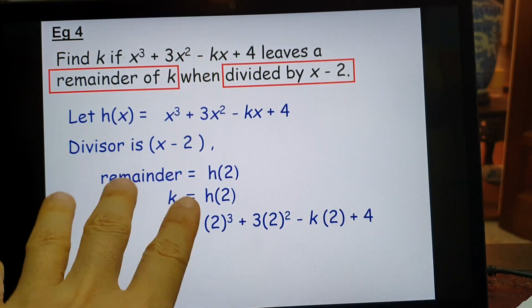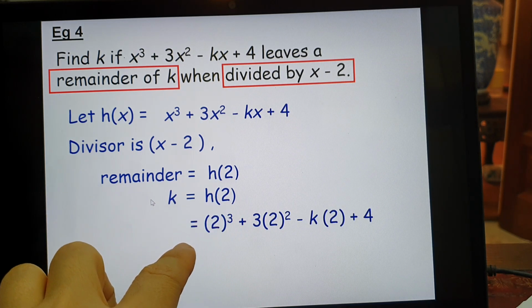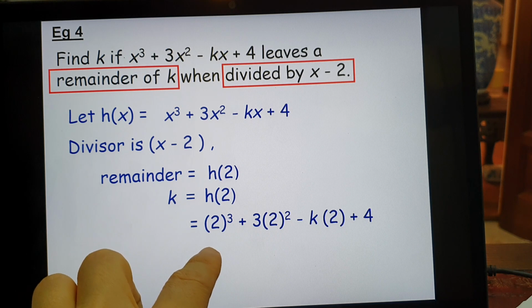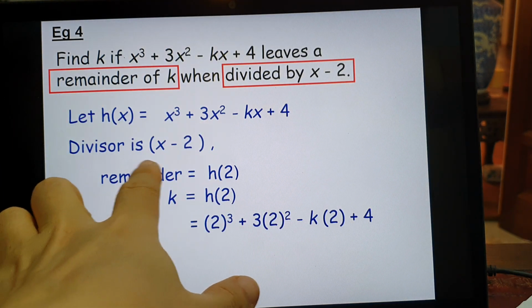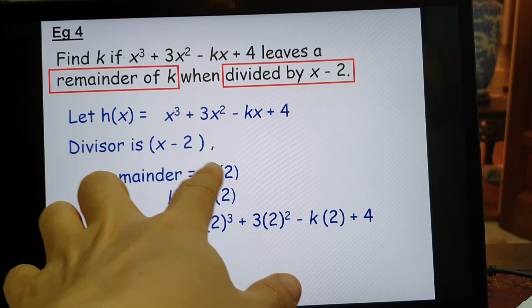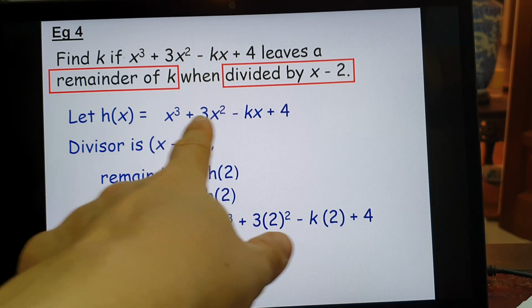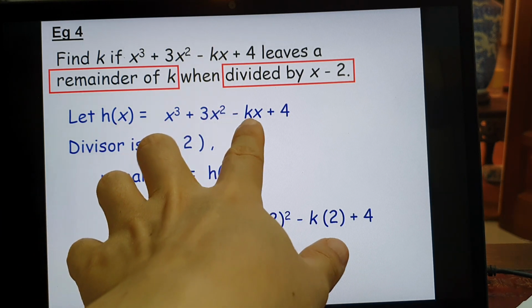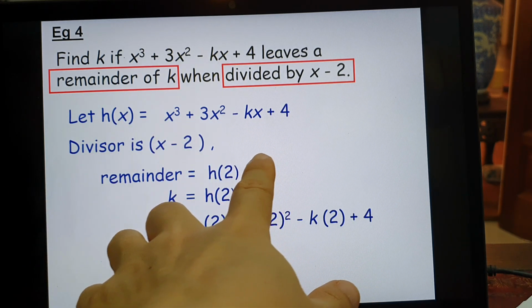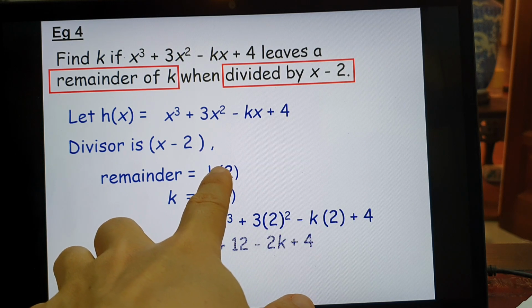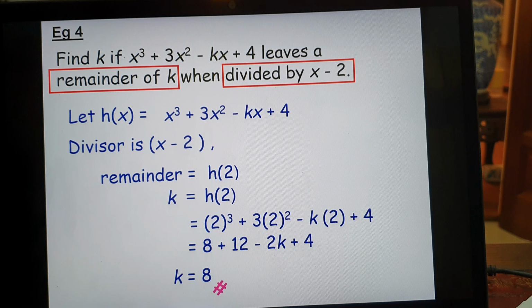And this is not the so-called h(x), it's not the h(x), but it is the h(2). That means when you sub in x equals 2 inside this polynomial, then you will get h(2) equals a certain value. Then that will be your k equals 8.